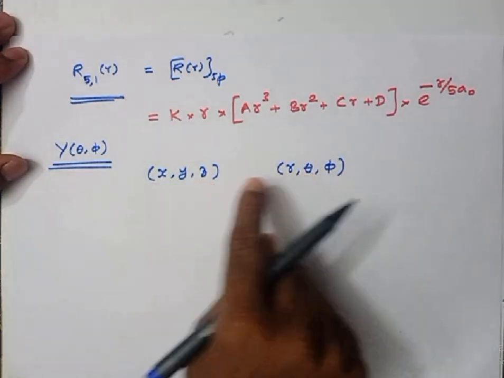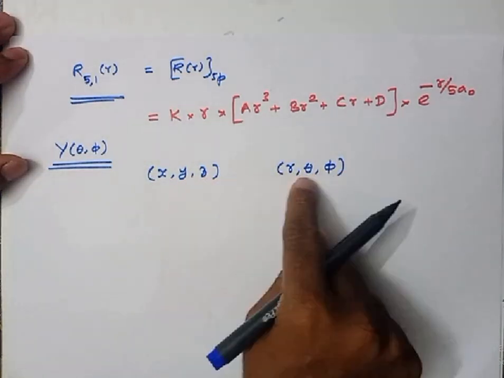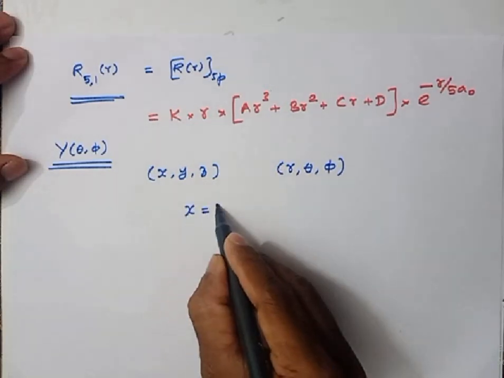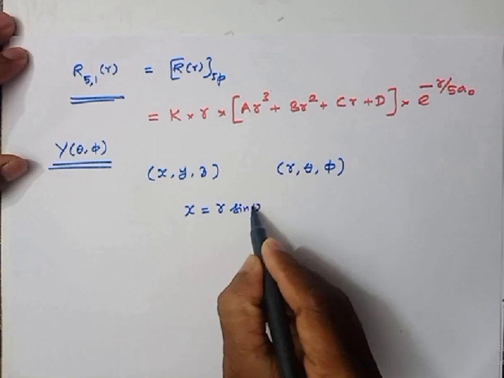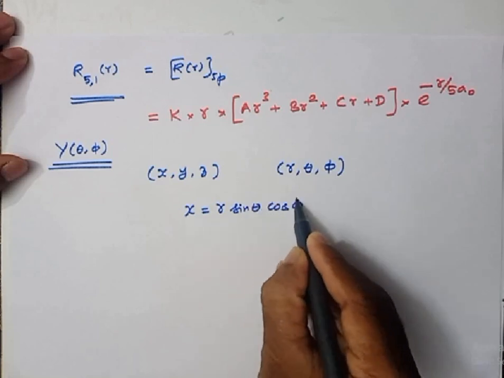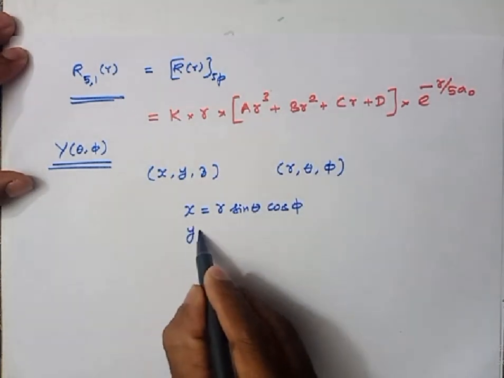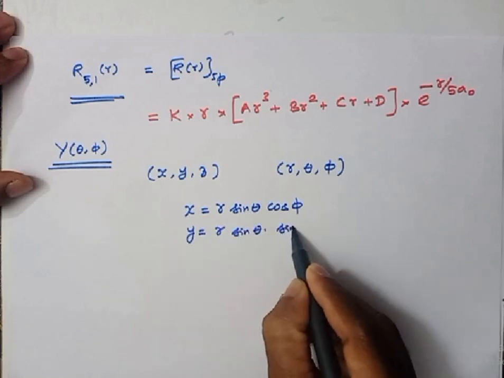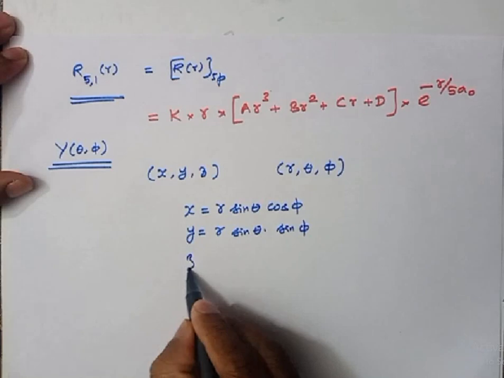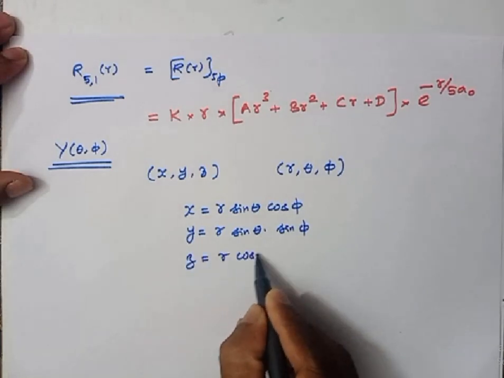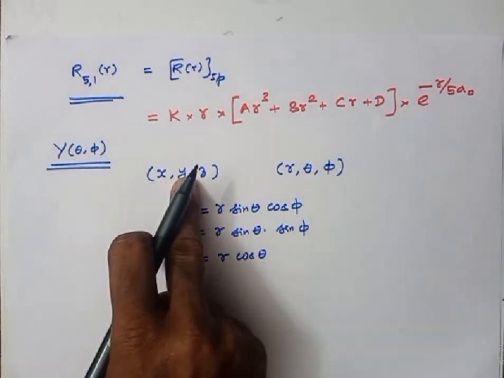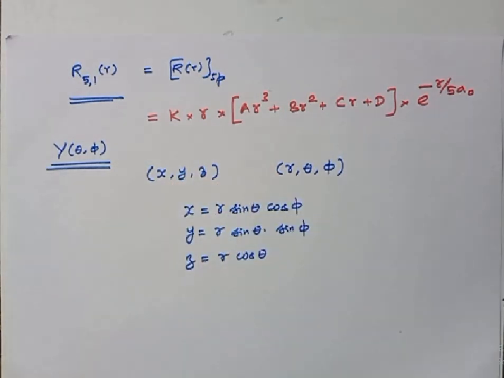Now what is the relation between these two? Remember this relation. X is equal to r sin theta cos phi. Y is equal to r sin theta sin phi. And z is equal to r cos theta. Note down, this is the relationship between Cartesian coordinates and spherical polar coordinates.